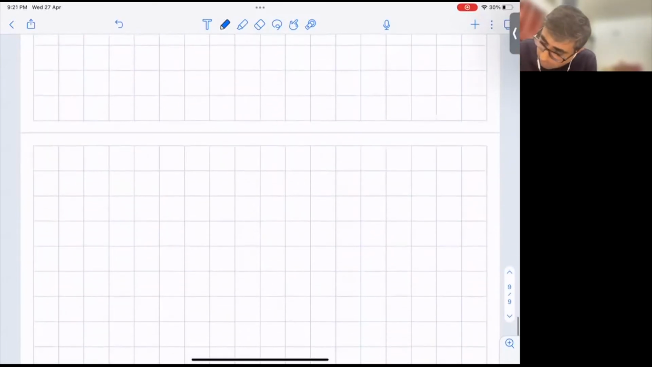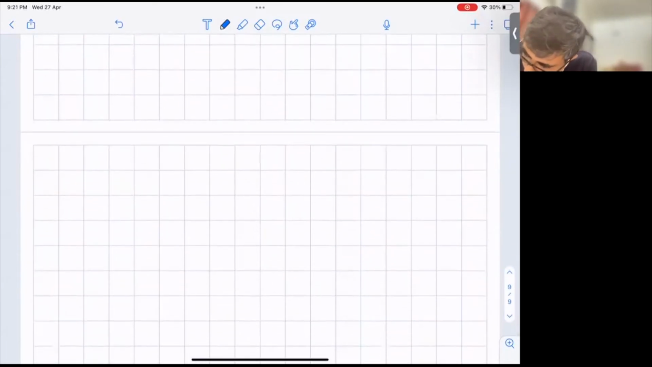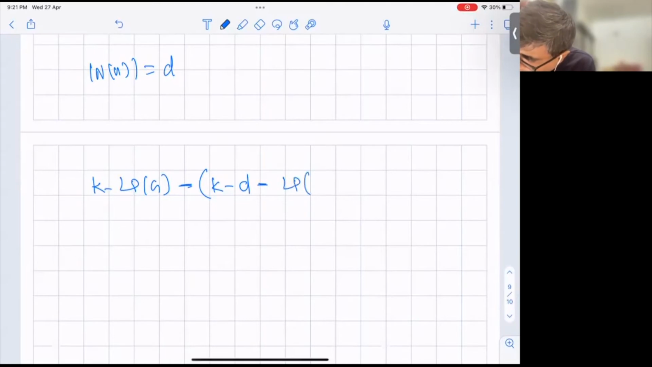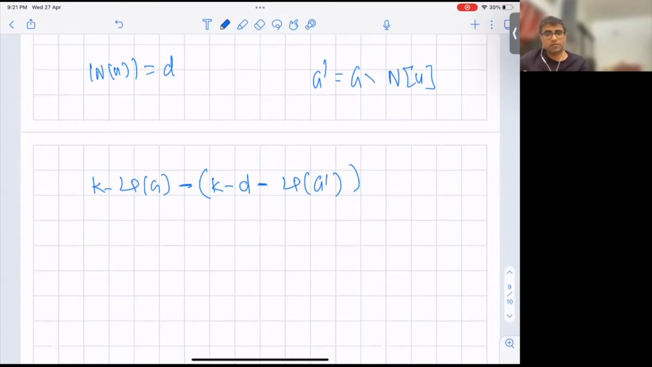Now, what is mu of G? Mu of G is k minus LP of G. And what is mu of G prime? Suppose N of u is d. Then k minus d is my new parameter, minus LP of G prime. And remember, what is G prime? It is basically G minus the closed neighborhood of u. Is that okay with everybody?